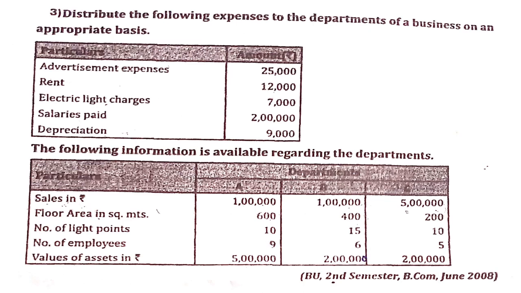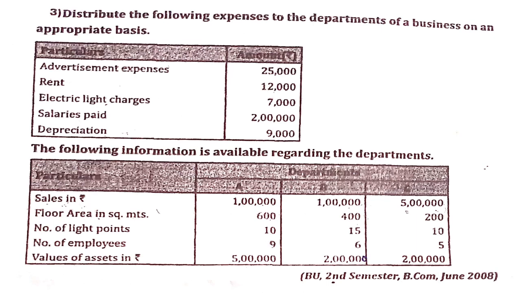Next comes rent. Rent is paid for the building. The rent expense is rupees 12,000. Let us see whether any area occupied information is given. Yes, they have given the floor area occupied by all the three departments in square meters, that is 600, 400 and 200. On the ratio of the area occupied by the three departments, we are going to distribute the rent expense of rupees 12,000.